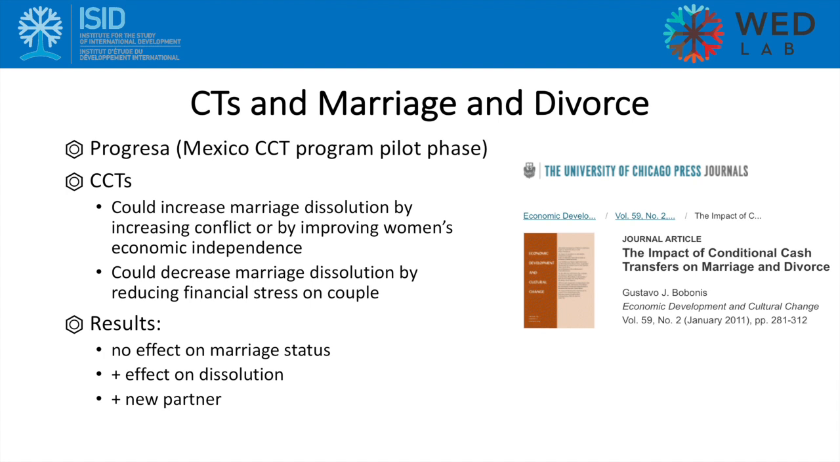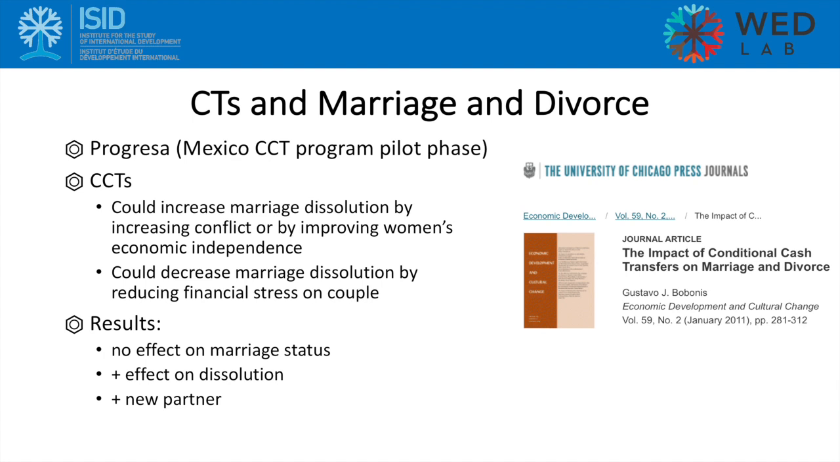On the other hand, it could even decrease divorce or marital conflict if the reason why a household was having conflict was income and financial stress. You remove the financial stress, you remove the conflict, and so you would see a reduction. So theoretically, it's ambiguous. It could go both ways, right? Here it really depends on the empirics. So what does he find? He finds that there's actually no effect on marriage status, right?